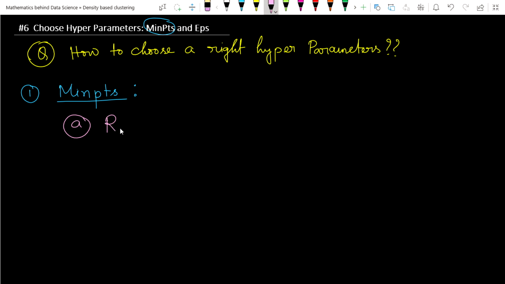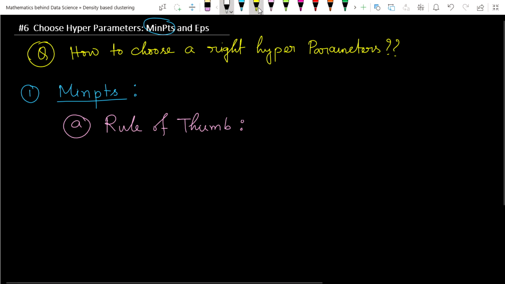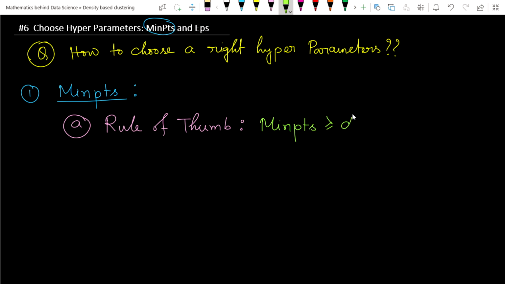The rule of thumb for the minimum points that we use as the hyperparameter min points is that the number of min points must be greater than or equal to D plus 1. Here D is the dimension of our data set. Suppose D is the data set and xi is a data point of this data set, so xi must be D-dimensional.